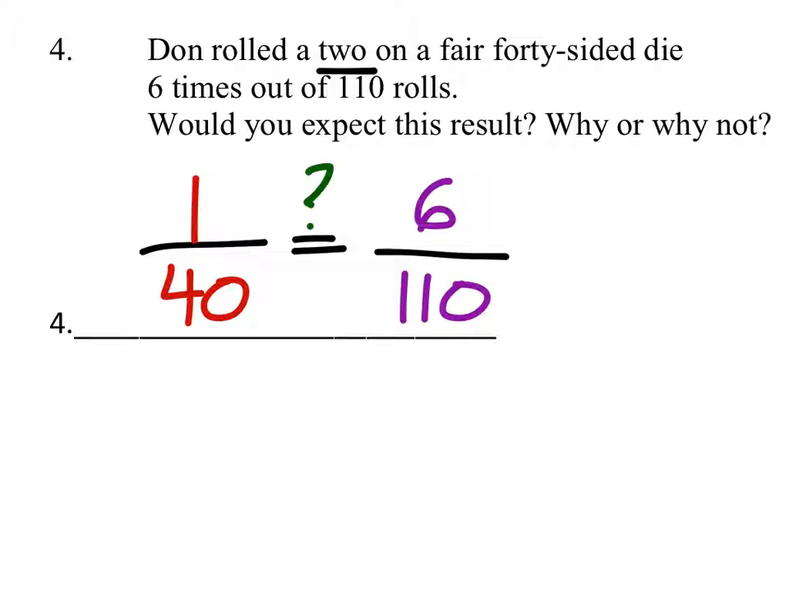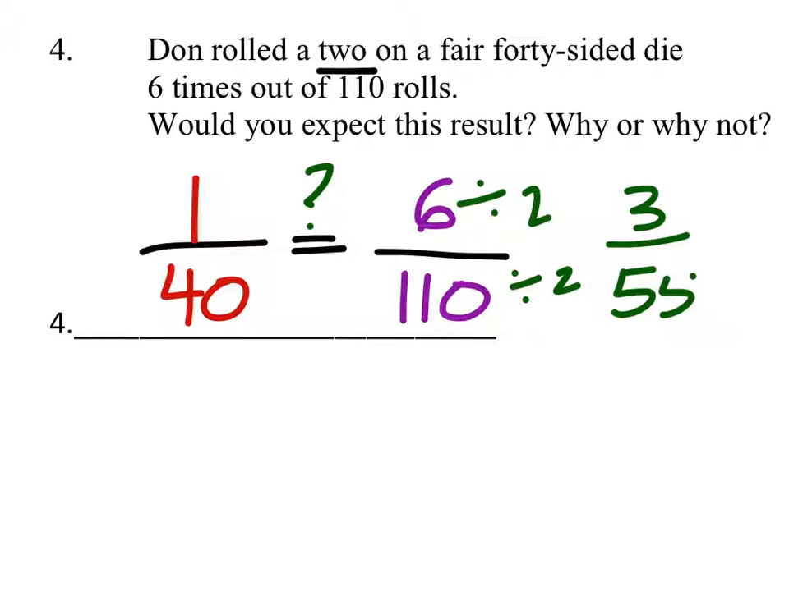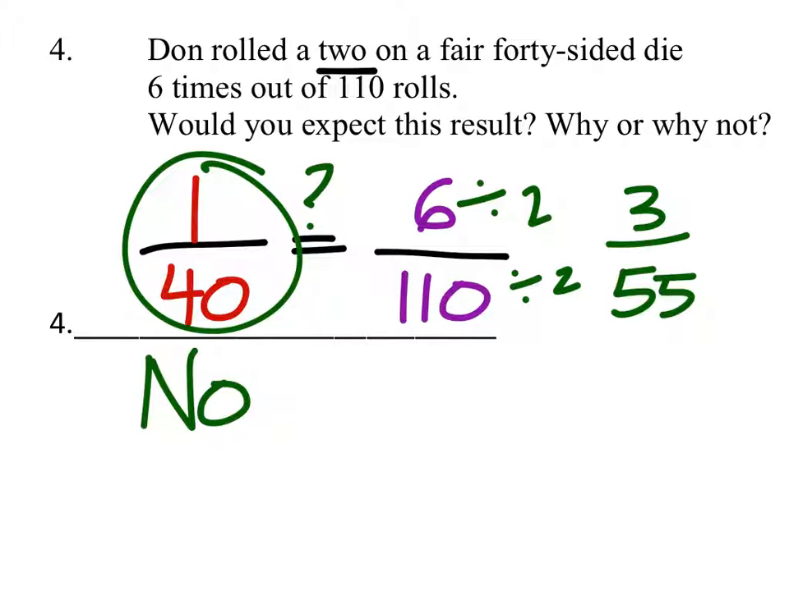So we could simplify these. You could divide the 6 and the 10 by 2, and that would give us 3/55, which cannot simplify into 1/40. So the answer is no. Would we expect this result? No, we would not, because they are not proportional.